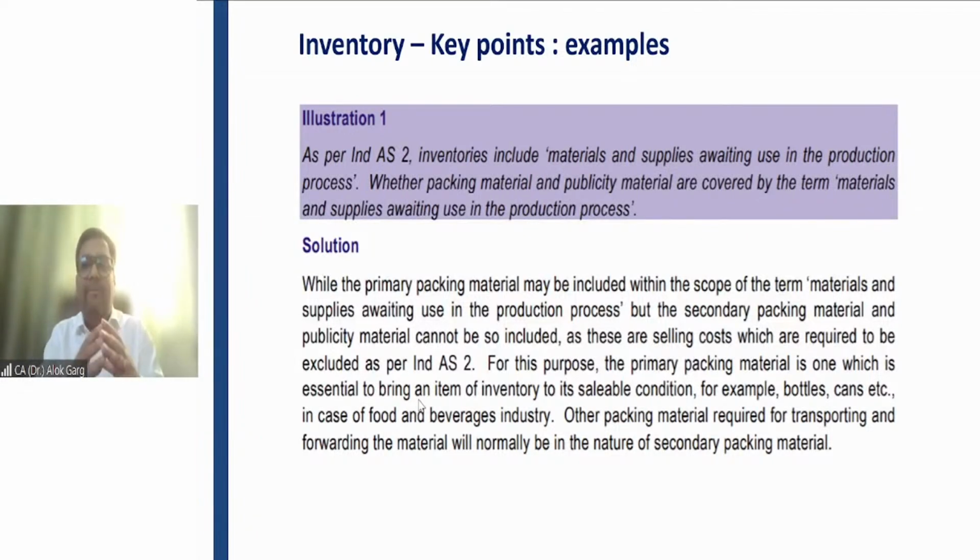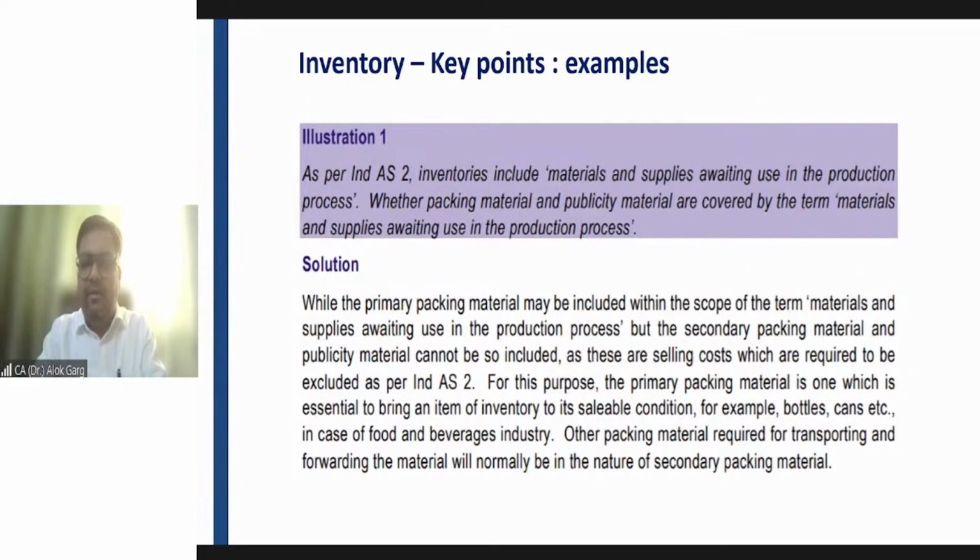So normally primary packing material is considered as that material which is critical, which is important to store, number one. Second, it reaches the customer directly, and it is generally not returnable, right? Is that clear? I hope it is clear now. Good.